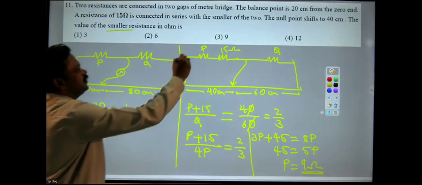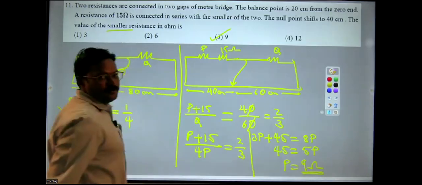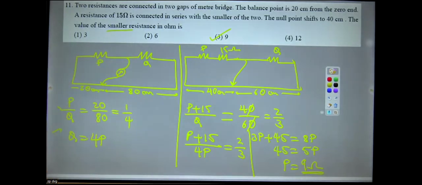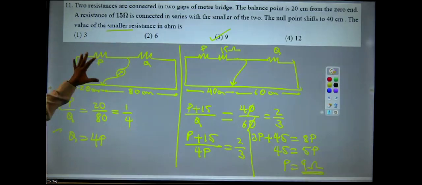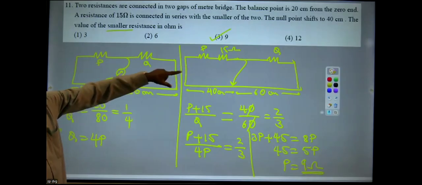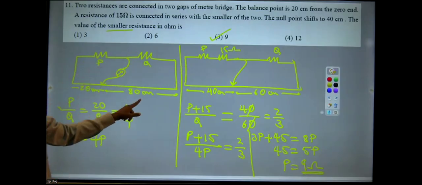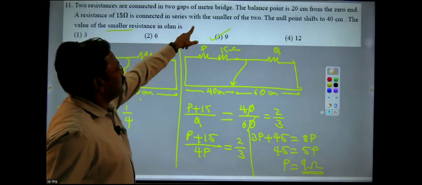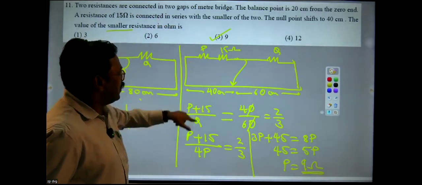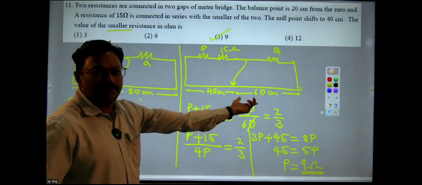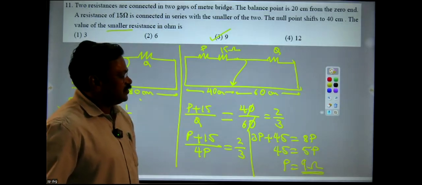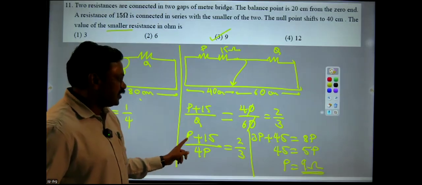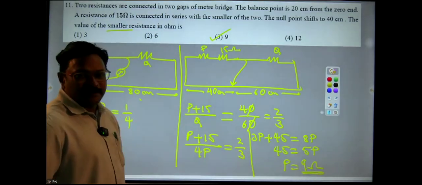So the right answer is option 3. Option 3 will become the right answer. Okay, please look at the solution. Observe the solution. Here we are using the balancing condition in two different situations. P, Q, 20 and 80 centimeter in the first case. In the second case, since the 15 ohm resistance is connected in series, P plus 15 by Q is equal to the balancing condition 40 by 60. So the unknown value, the smaller resistance, comes out to be 9 ohm.